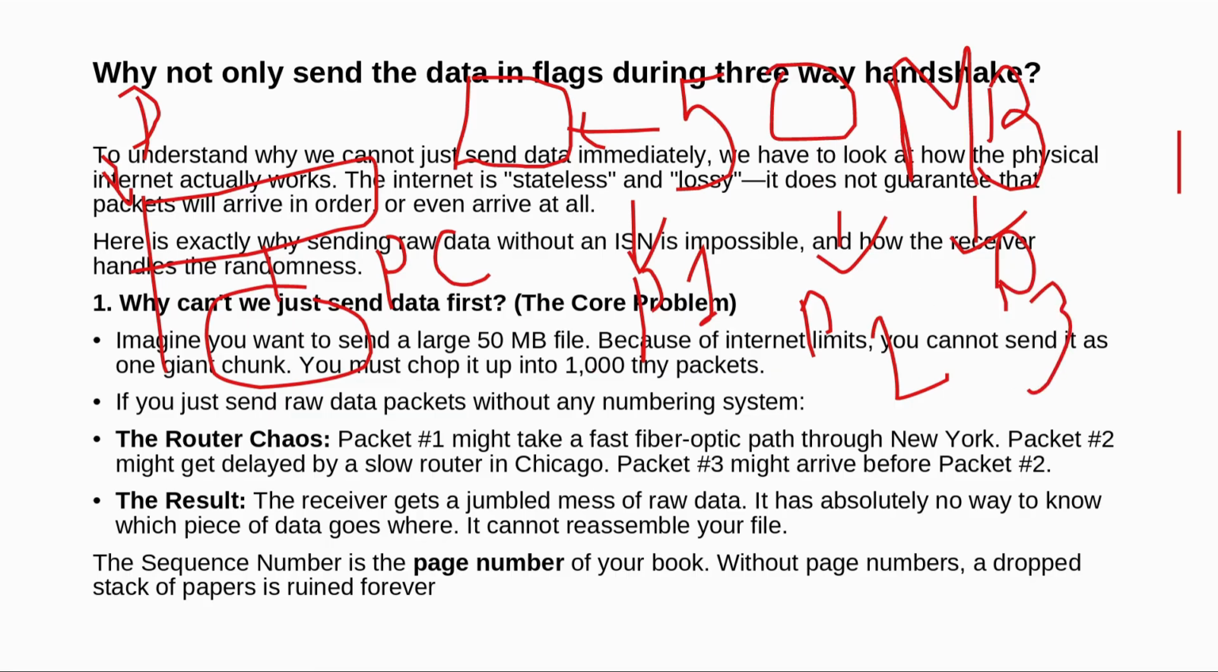So without any sequence number, when these all arrive at the destination, your order becomes P1, P3 and P2. So your order becomes this, and your file becomes corrupted. Your 50 MB file, which was supposed to go in order, becomes corrupted. That's basically what happens. And a sequence number is like a page number of your book. Without page numbers, a dropped stack of paper is ruined forever.